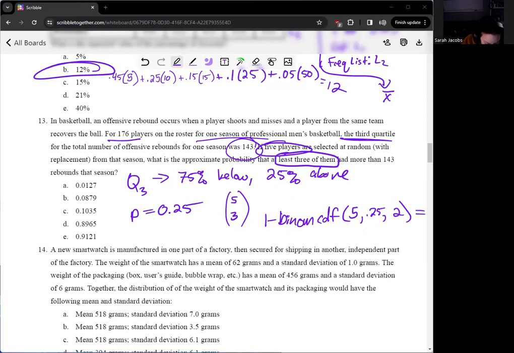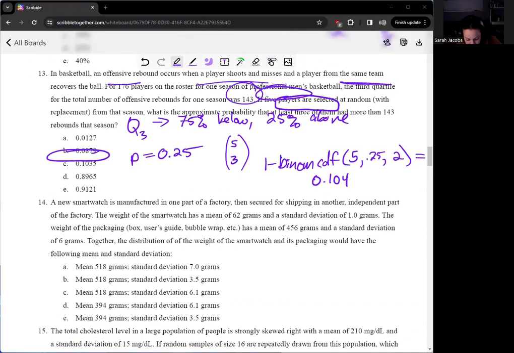Paste that. And we get about 0.104. So about 10%. 10% chance that if we took 5 players, at least 3 of them would have had more than 143 rebounds.